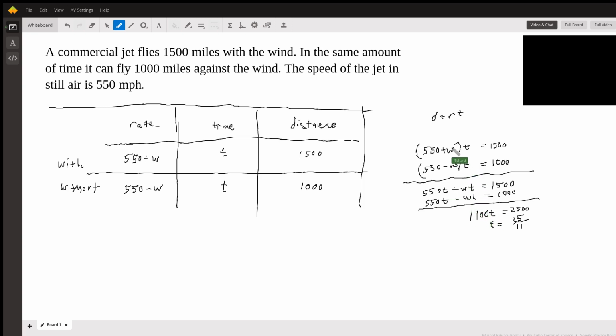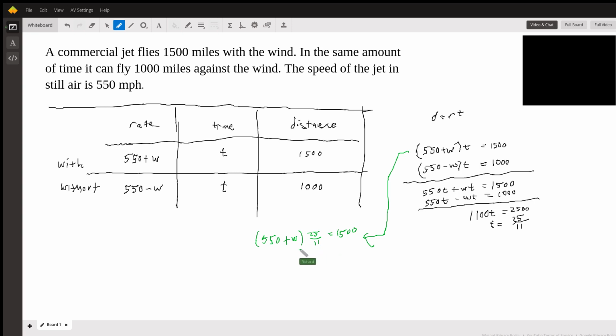Now we have to find W. And we can use either one of these equations. I'll use the top one. So let me just change color to make it a little easier to follow the work. So I'm just going to take this equation here and go down, and we'll take care of it over here. So 550 plus W. We found that T is 25/11 is equal to 1500.